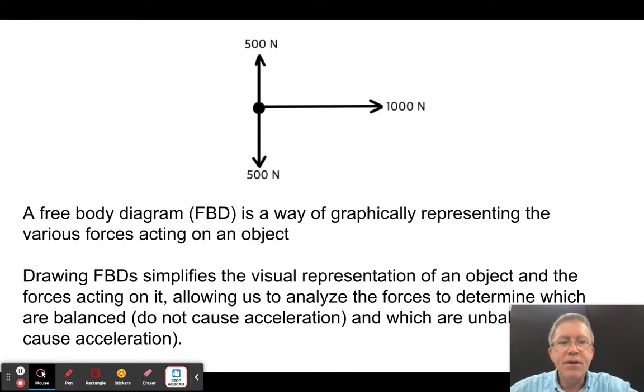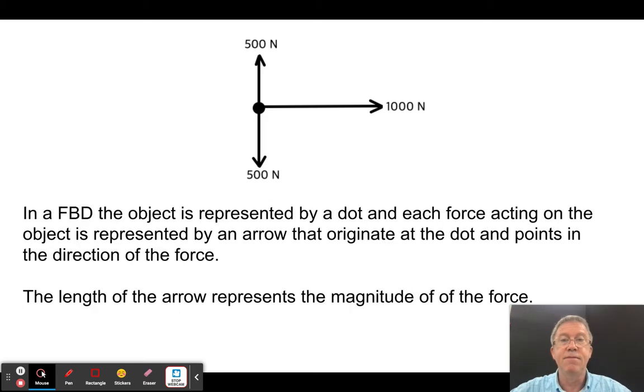So, a free body diagram is simply a way of simplifying a graphic representation of the various forces that act on an object. And the point of it is, by using this visual representation, we can quickly get a sense of which of the forces acting on an object are balanced and therefore don't cause it to accelerate, and which of those forces acting on it are unbalanced and will cause it to accelerate. So, we should be able to use it to figure out how fast and which way the object should accelerate. And it's a very, very powerful tool that we'll use a ton this year.